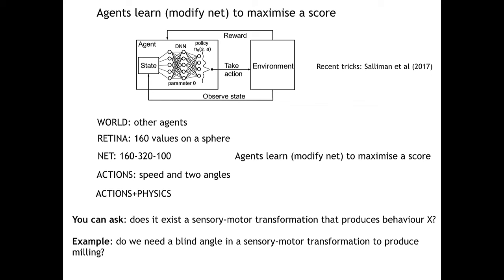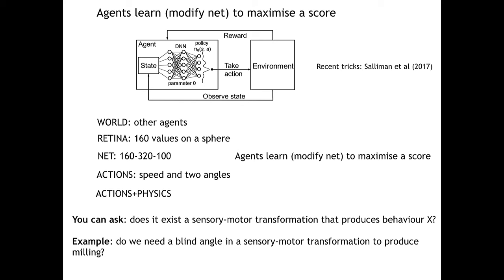So basically, in this scenario, you have a world in which you have other agents. I produce a retina for my agent that has 160 values on a sphere in this particular case, a very little brain of 3 layers. And the actions he can take in 3D space are very simple here, speed and 2 angles. And afterwards, there is some physics that describes the movement of the animal given the actions he has taken. And the animal needs to learn to modify this net to maximize a score we give to the system.